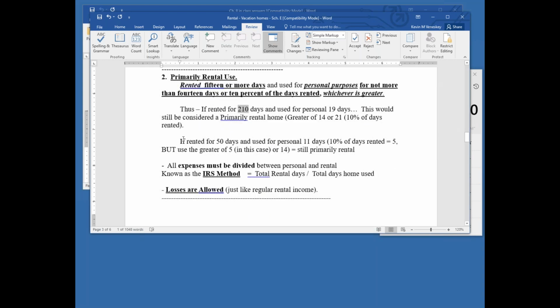And then on this one, just the opposite, if I rent it 50 days and I use it personally 11, you say, okay, 10% of the rented days is only 5, but I get to use whichever is greater, 14 days in this case, or 10% of 50 days rented. So this would still be considered primarily rental because I was under that 14 mark, or not more than 14 and under.